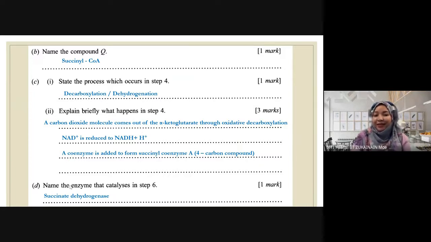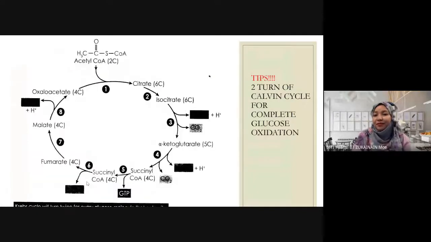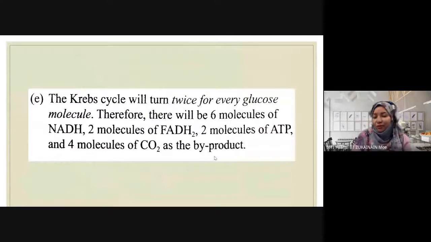And here, name the enzyme that catalyzes step 6. Overall, you need to memorize the 8 stages in the Krebs cycle and the products per turn of the Krebs cycle. And if the question asks you about complete glucose oxidation, then you just times 2.